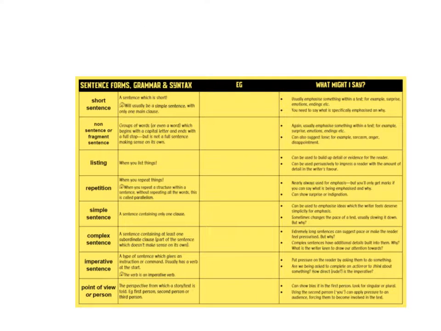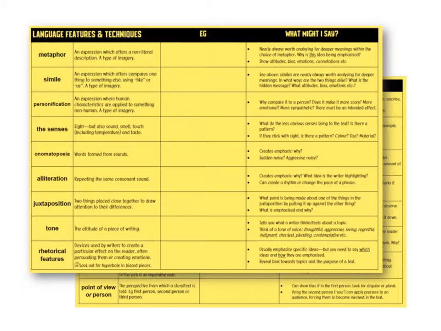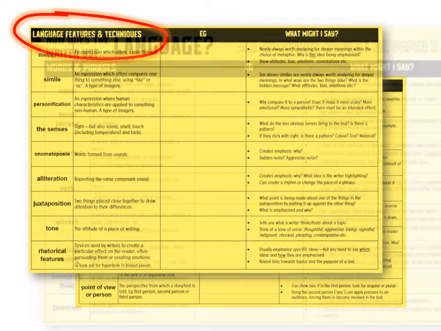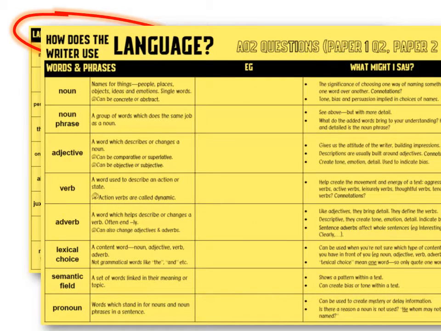Now, there are sheets you can get from your teacher, which you may already have, which ask you to look at each of these different things in detail and get you to think about examples for them. So there's a sheet for sentence forms, grammar, syntax, one for language features and techniques, and there's also one for words and phrases.